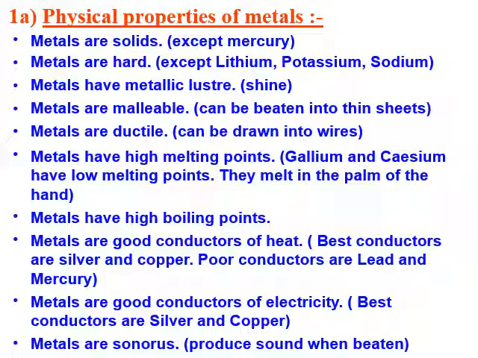Metals have high melting points. Gallium and cesium have low melting points. They melt in the palm of the hand. Metals also have high boiling points. All metals mostly have very high boiling points. Metals are good conductors of heat. Best conductors are silver and copper. Poor conductors are lead and mercury.